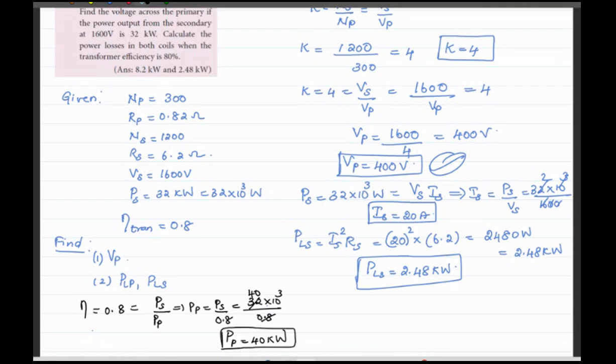Again, as we used in the power equation, primary power is equal to V primary into I primary. So what is V primary? IP is equal to P primary by V primary. So 40 into 10 power 3 divided by V primary, which we have already found, 400 volt. So this is equal to 100 amps. IP is equal to 100 amps.